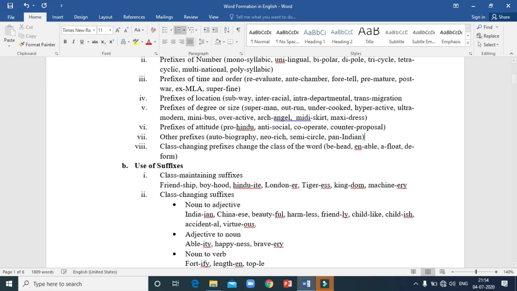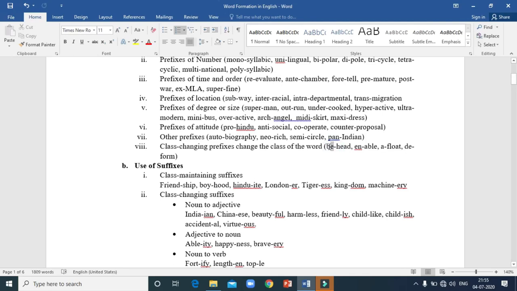And the eighth prefix type I would like to mention is class-changing prefixes, which change the class of a word. I have already mentioned this in a previous lesson. Class-changing prefixes change the grammatical category from one category to another. For example, head. Head is a noun. And if you add be to the front, behead is a verb. So adding be changes the word from noun to verb. So be is a class-changing prefix.